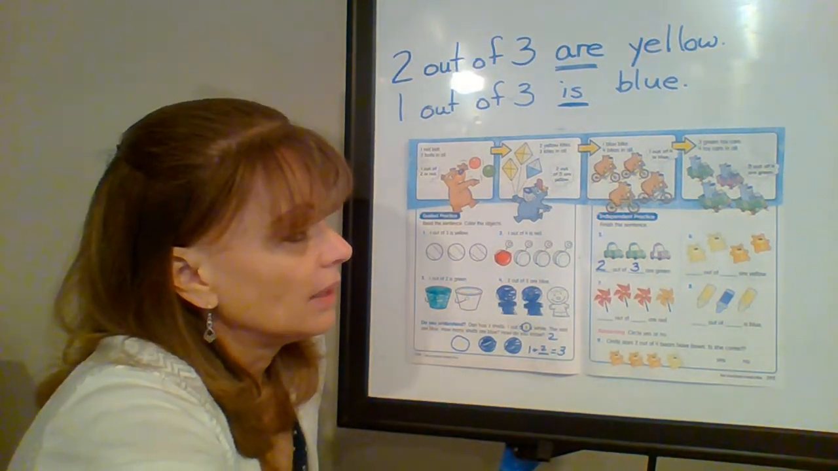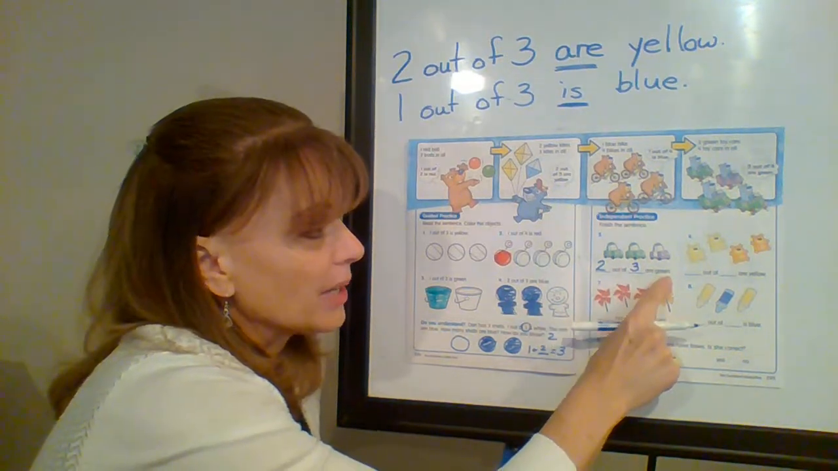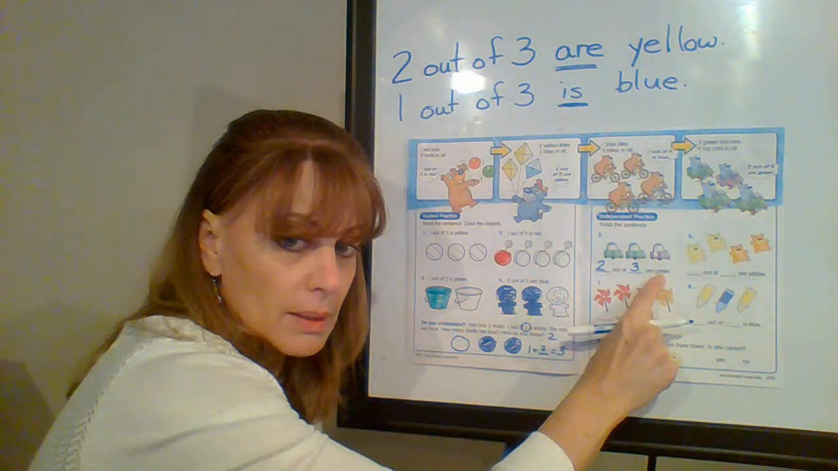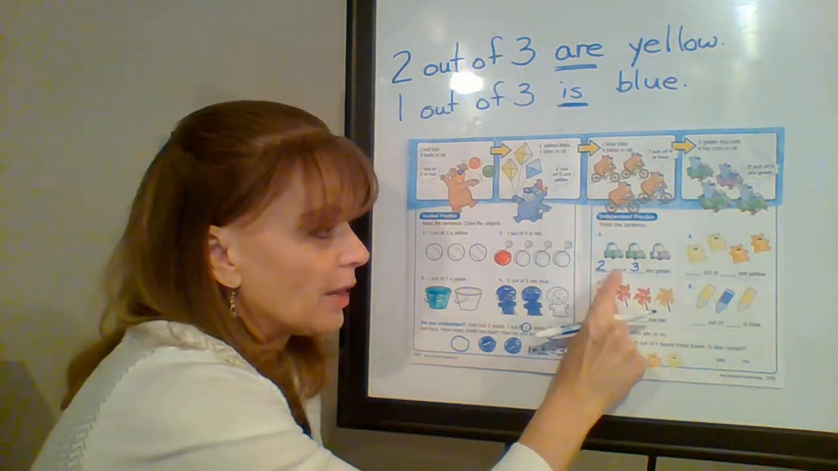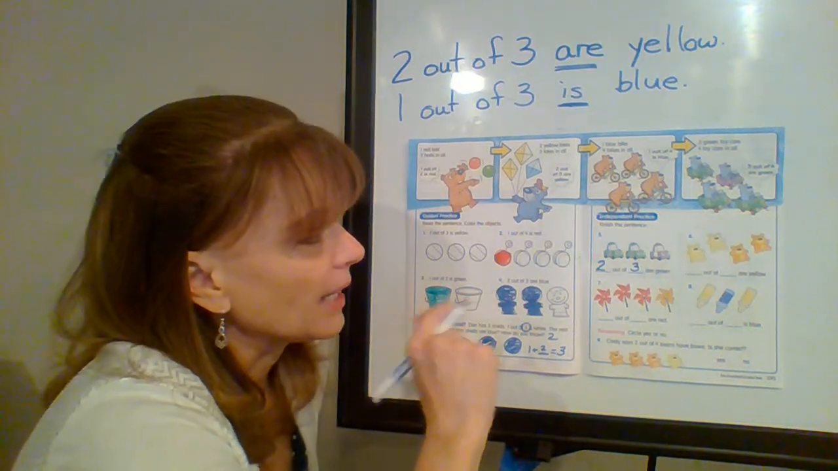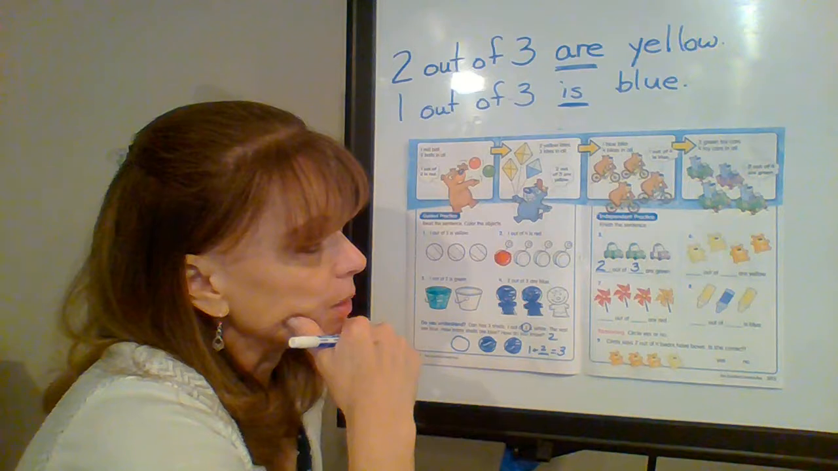Okay? So 2 out of 3 are green. Now, what would you have written if that was purple? 1 out of 3 is purple. Good. Okay, number 6. Blank out of blank are yellow.